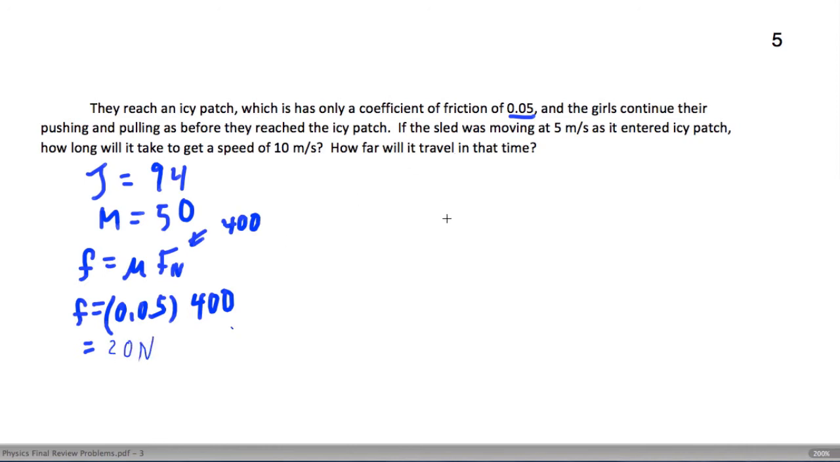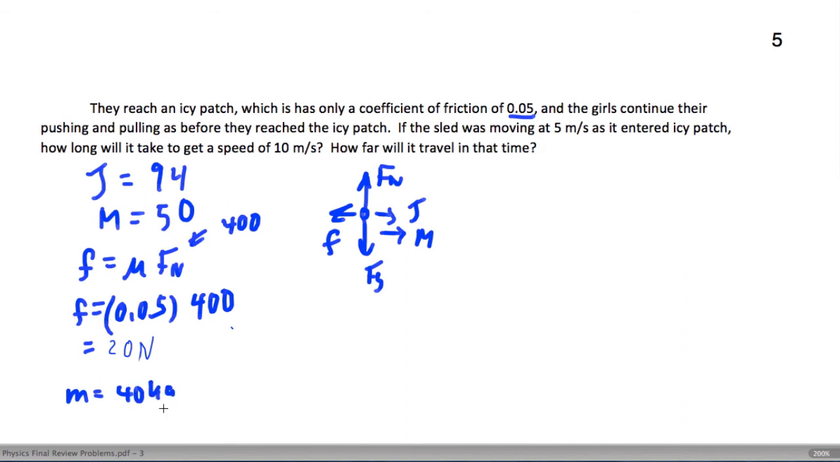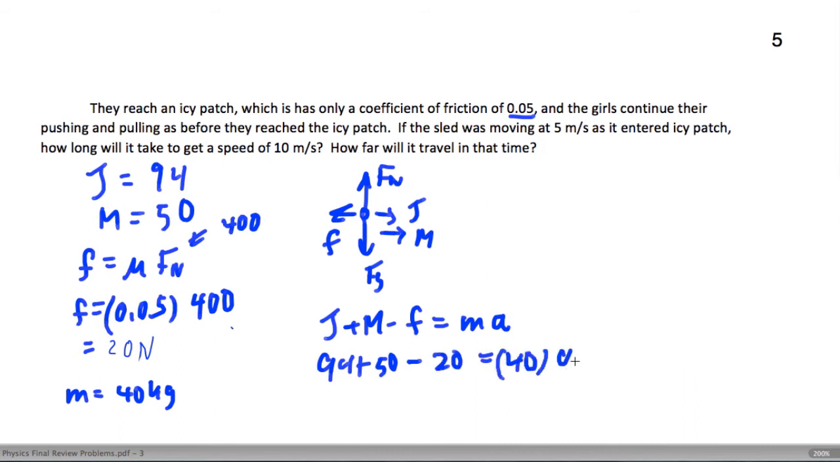And so let's see if we can put everything together here. So let's get the normal, the weight. We've got Joan, we've got Mary, and we've got friction. And we know from before that the mass is 40 kilograms. So all of this is from the previous problem. So now let's set up our unbalanced equation. We got Joan plus Mary taking on friction, and the effect is that the sled accelerates. So we're going to have 94 plus 50 minus 20 equals this 40 kilogram sled accelerating.